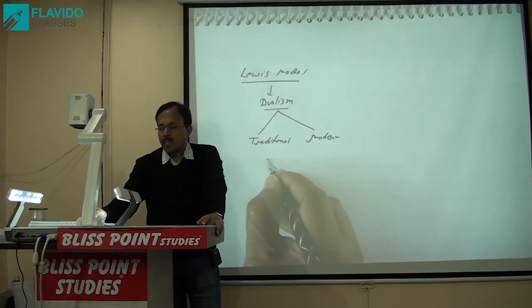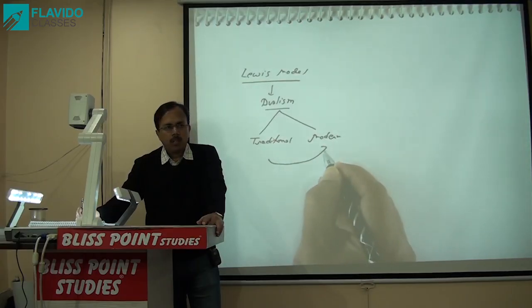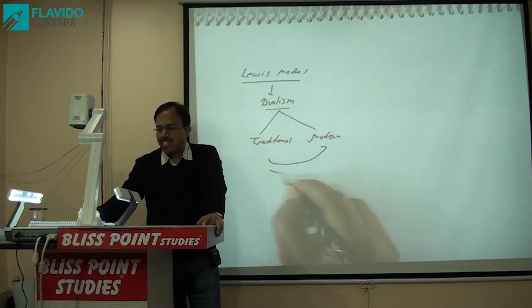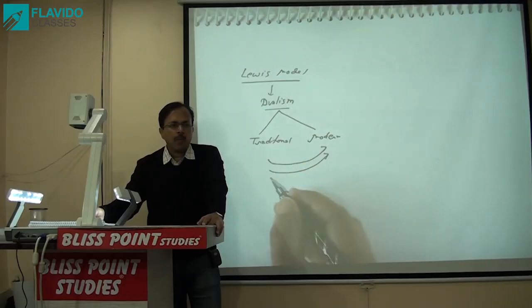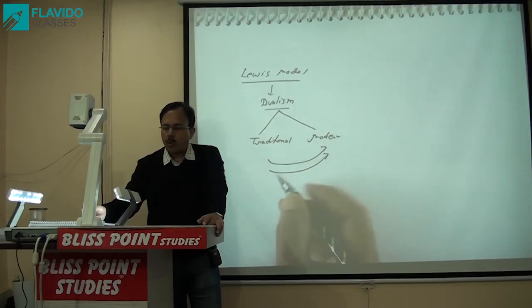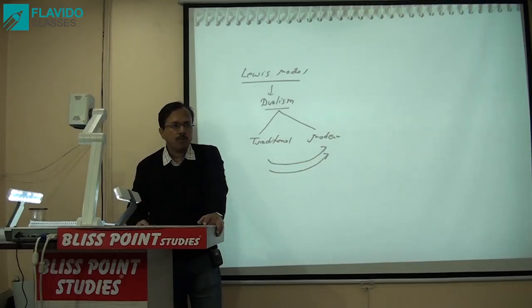Labor will move from traditional to modern. First of all, surplus labor will move, then disguised unemployment labor will move, and then slowly agriculture will become commercialized. So why does labor move from traditional to modern? Because of higher wage in the modern. Why are wages less in traditional? Because more labor is available in the traditional sector, which reduces the productivity and wage.